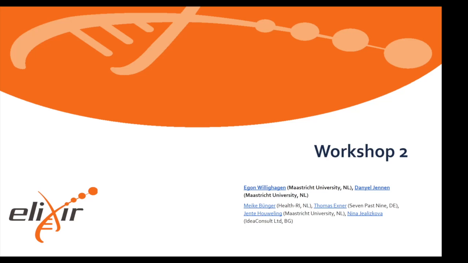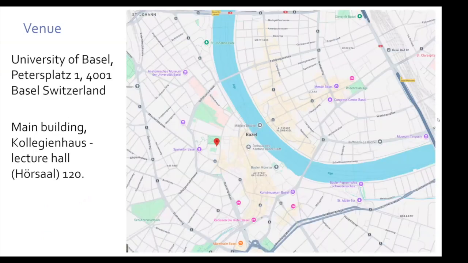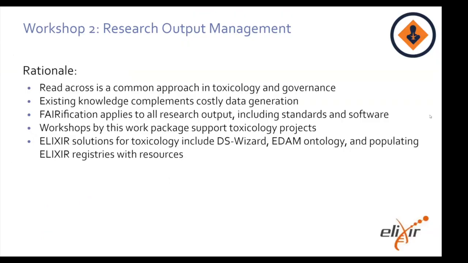On the next slide is the map from Basel with a Z. It looks like I'm skipping a slide. Sorry, my bad. I was too fast. So what did the proposal write about this thing?